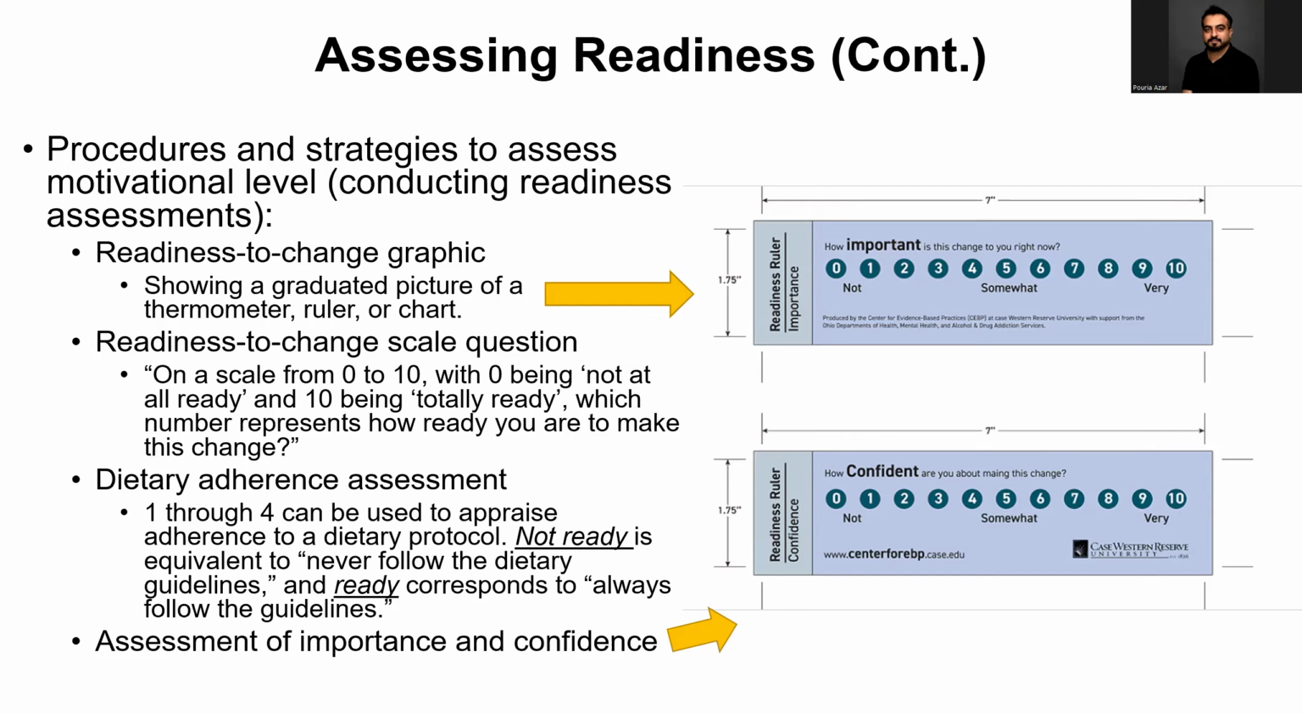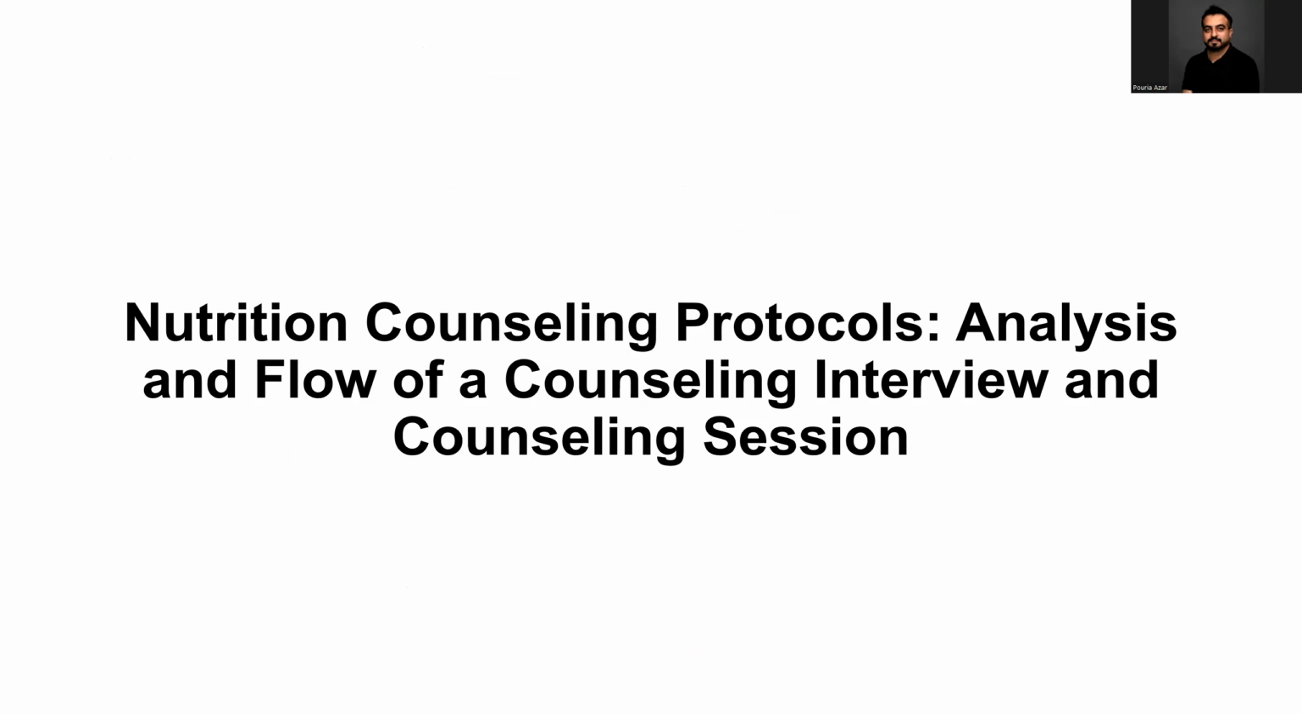And then we have another method. It's the assessment of importance and confidence, which is very similar to the readiness to change graphics method. Again, we can use a ruler or chart, and we can ask, how confident are you about making this change? With 0 being not confident, and 10 being very confident. So these are different ways to assess readiness.